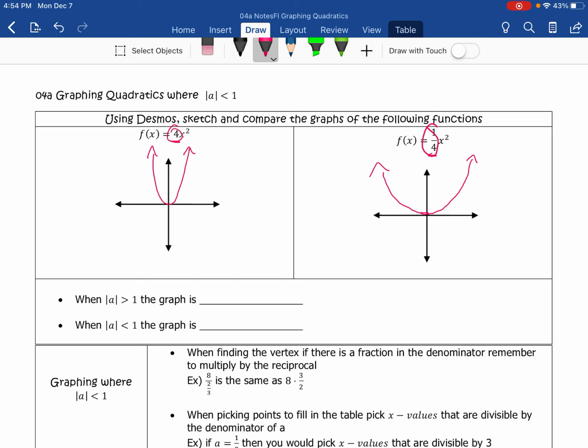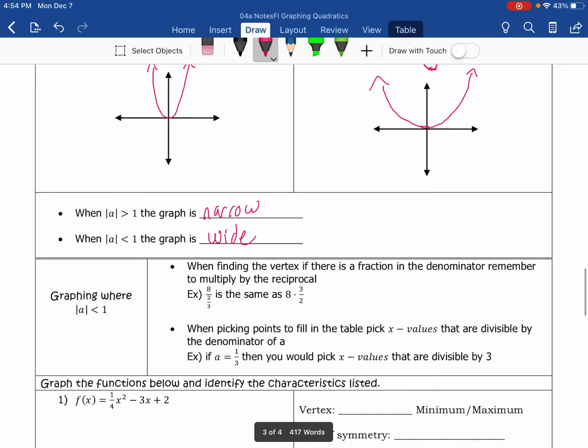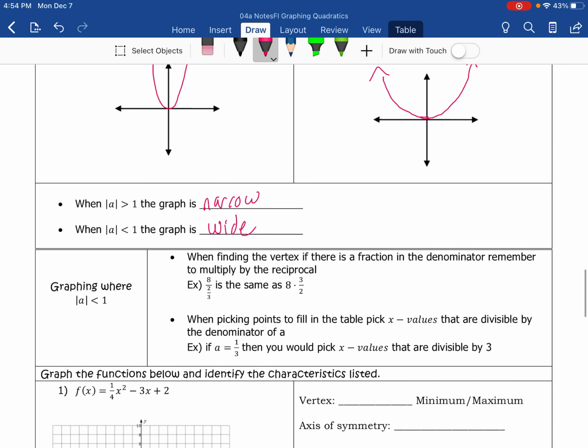So what's the difference here is this a value. And so we say, when the absolute value of a is greater than 1, your graph is going to be narrow. When a is less than 1, the graph is going to be wide. Okay, so we have our wide and our narrow.